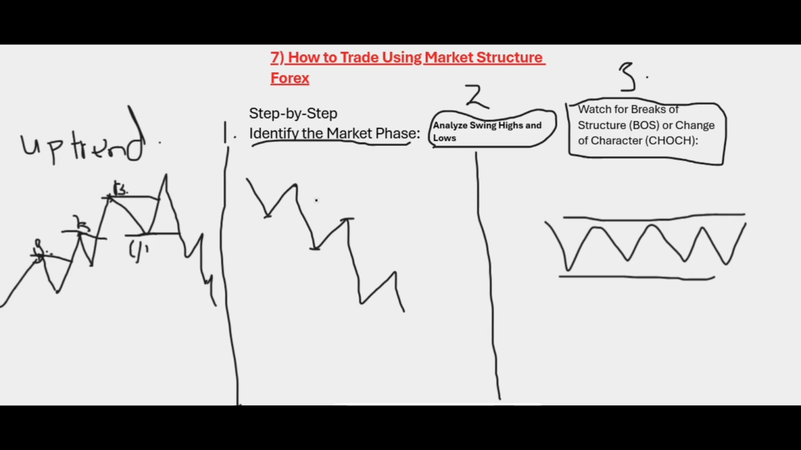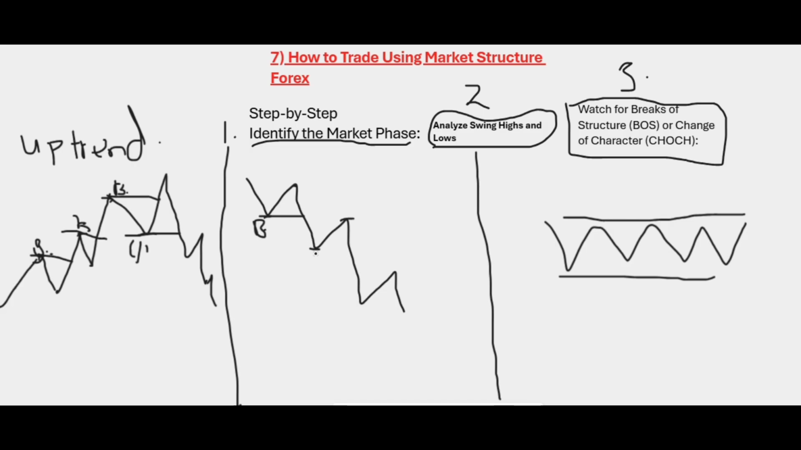The second one, change of character. When in a downtrend, we want to identify break of structures and change of character. So we have this swing low, swing high. Price broke this last swing low. We had a break of structure, BOS.